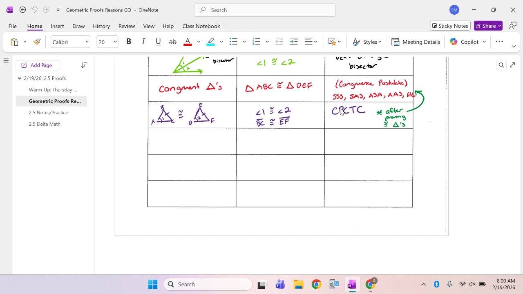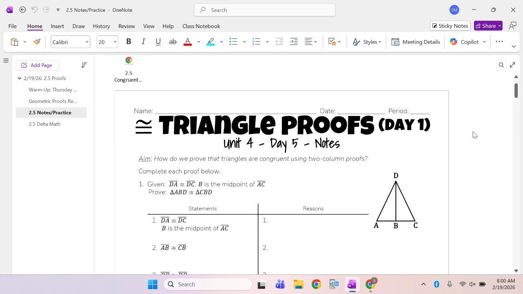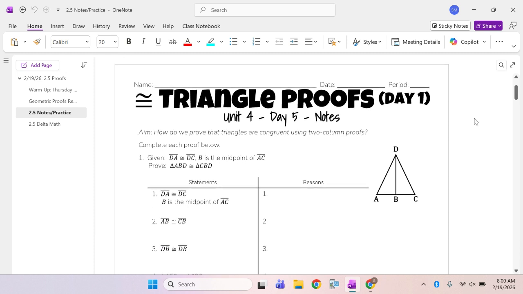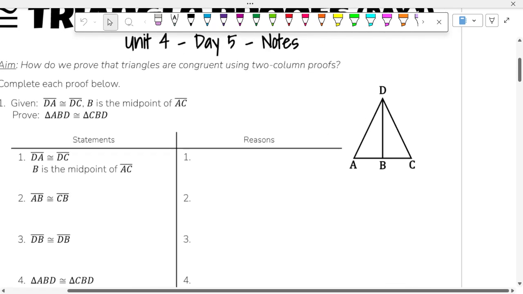Now, let's look at the 2.5. All right. So this packet is not the entire 2B packet. It's just for proofs because I thought that it kind of just needs to be by itself. All right. So let's start with the very first one.